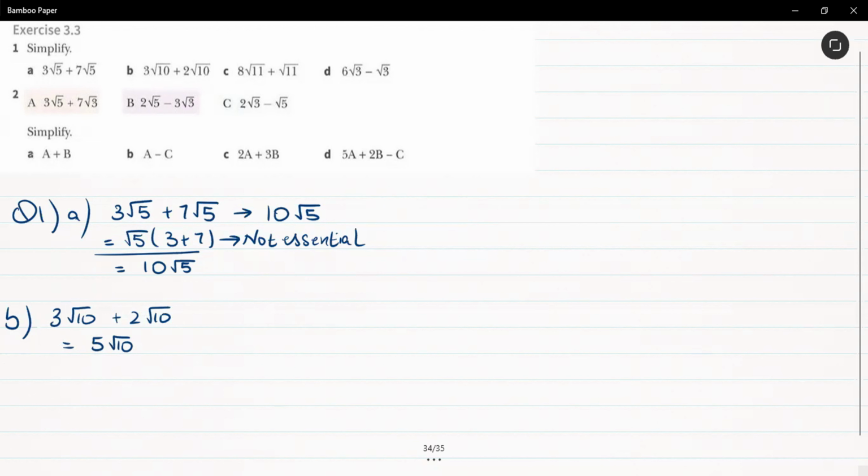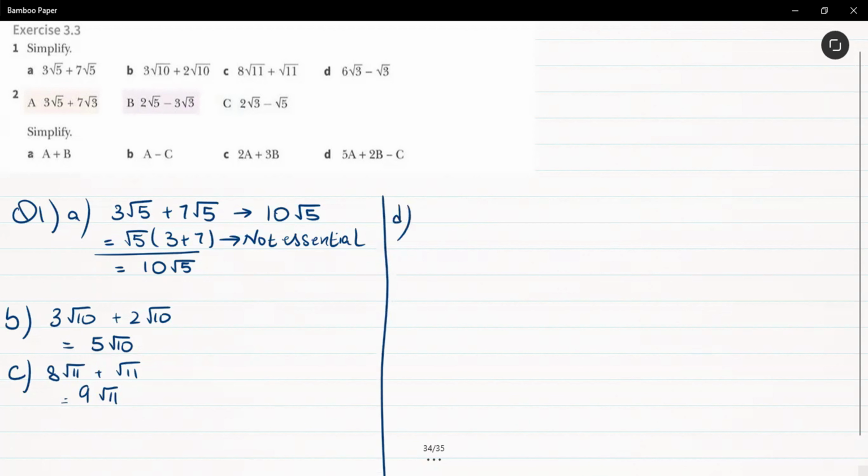Okay, basic questions for part C. Again, basics: 8 under root 11 plus under root 11, and that's obviously going to give us 8. So basically, when there's a single under root 11, what do we assume? It's going to be 1 here, obviously, because 1 under root 11 is actually equal to under root 11. So 9 under root 11, oh, wait a second, 9 under root 11 is going to be our answer for this part.